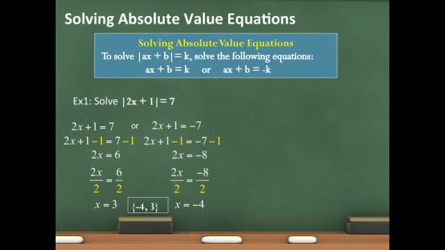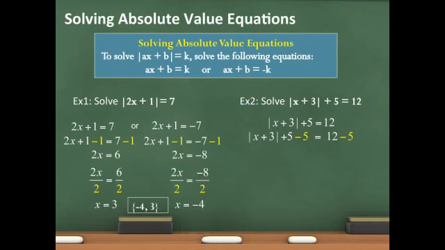In example 2, notice on the left side of the equation we have the number 5 behind the absolute value. In order to use the definition above, we need to see only the absolute value on the left side. This means we will have to get rid of the 5 by subtracting it from both sides of the equation. This will give us the absolute value of x plus 3 equals 7.